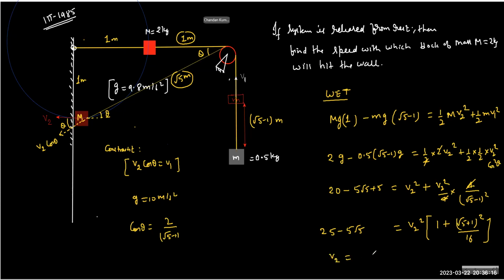So V2 square will be something, and this will become 2.23 plus 1 whole square by 16. Okay, so this is how you have to solve, which you can do. But this is a question from JEE Advanced.